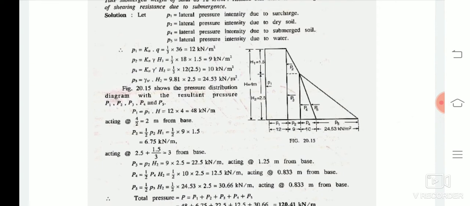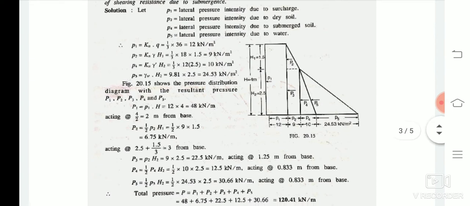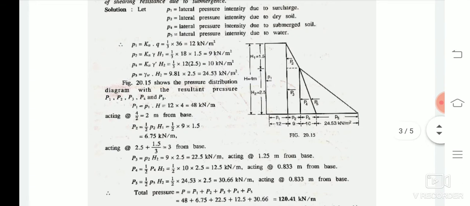For P4, with the submerged unit weight of the soil, Ka into gamma sub into H2, that is one third of 12 into 2.5, it is 10 kilonewton per meter square. And for the fifth part, gamma w into H2, that is the pressure due to the water, 9.81 into 2.5, that is 24.53 kilonewton per meter square. This figure shows the pressure distribution diagram with the resultant pressures P1, P2, P3, P4 and P5.